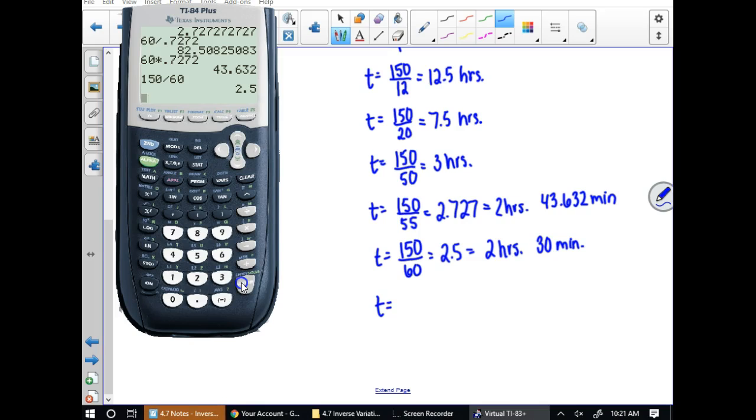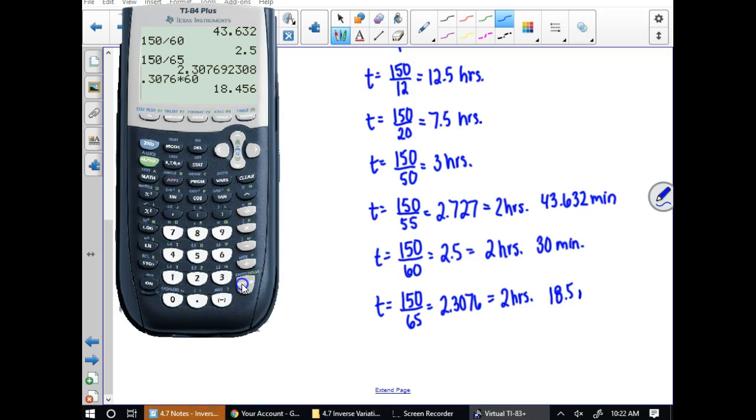And let's see, I'm going to do 65 first. So 150 divided by 65, we get 2.3076. So that's 2 hours, and if we take 0.3076 times 60, we get 18.5 minutes.